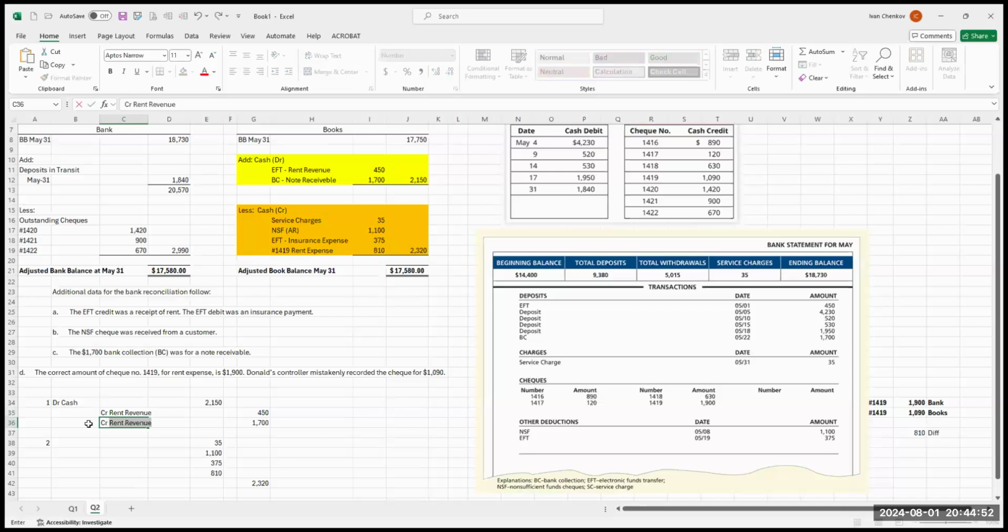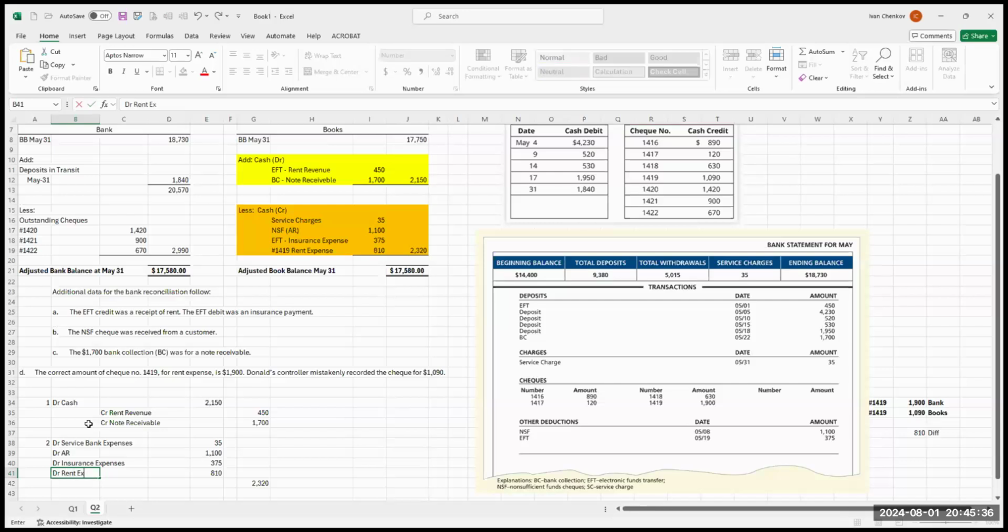Then I'm gonna credit note receivable for the money that the bank collects for me. Then I'm gonna debit bank service expenses, or service bank expenses. Then I'm gonna debit accounts receivables. Then I'm gonna debit insurance expenses. And the last thing that I'm gonna debit is rent expense.